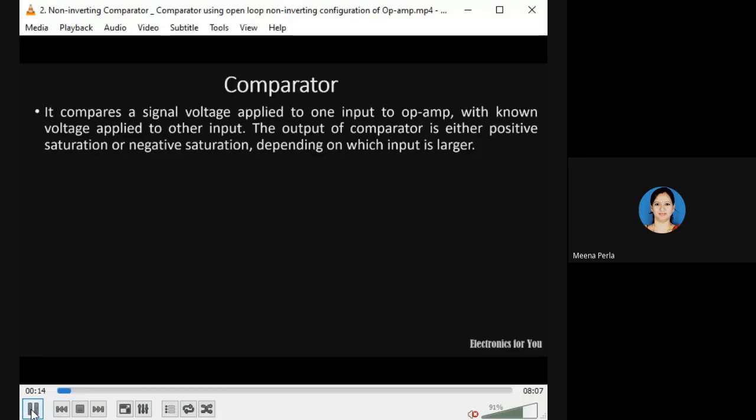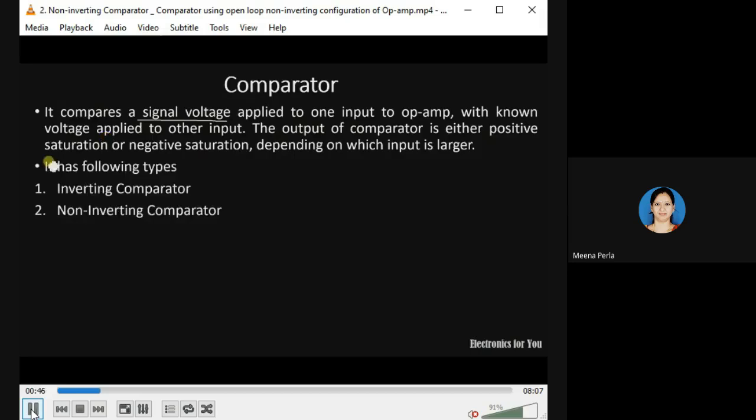As we have seen in the definition, a comparator compares a signal voltage applied to one input of the op amp with a known voltage applied to the other input. So it compares two input signals, where one is the input signal and the other is known, that is the reference voltage. The output of the comparator can be either positive saturation or negative saturation, depending on which input is larger. Based on that, it has been classified into two types, inverting and non-inverting comparator.